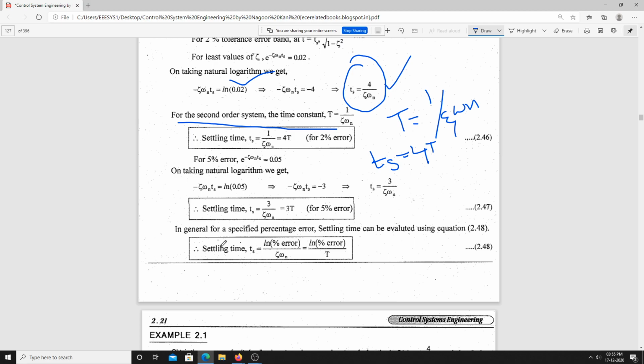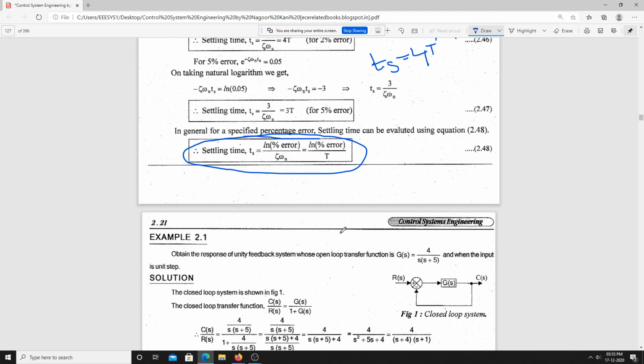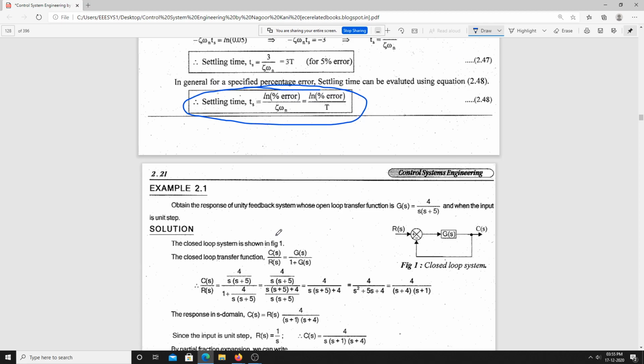In general, for a specified percentage error, the settling time can be evaluated by using this formula. This is the formula we are supposed to take into consideration for calculating the settling time. I hope that it is clear for all. Now we'll look at some problems based on this topic.